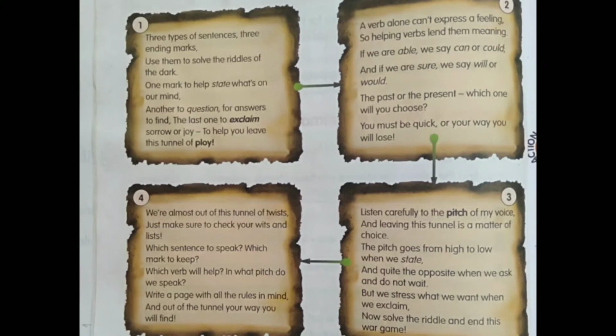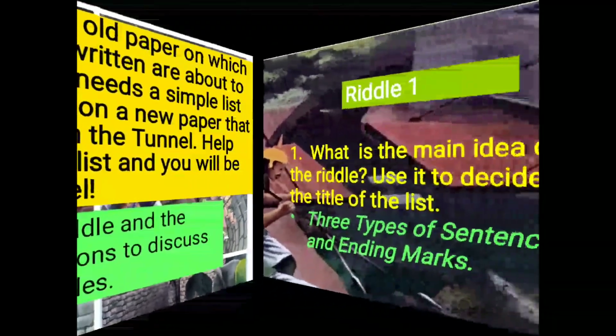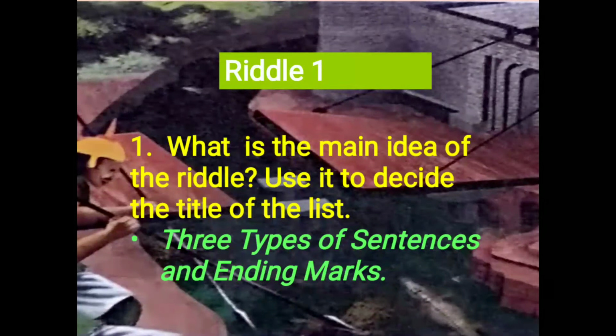3 types of sentences, 3 ending marks. Use them to solve the riddles of the dark. 1 mark to help state what's on our mind, another to question for answers to find, the last one to exclaim sorrow or joy to help you leave this tunnel of joy. What is the main idea of this riddle? Can anyone tell? If you have the answer, you can pause the video and answer. Fine. I'll tell you, the main idea of this riddle is 3 types of sentences and ending marks. It has been shown in riddle 1, isn't it?